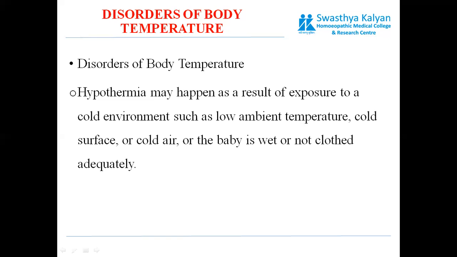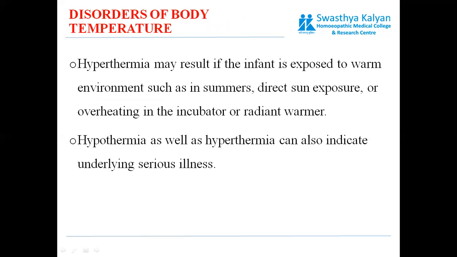So there are only two disorders of body temperature, hypothermia and hyperthermia. And hypothermia happens as a result of exposure to cold air, cold surface, cold environment, or when the baby is kept on a cold surface, baby is wet, or baby is not clothed properly. Hyperthermia results when the infant is exposed to a warm environment as in summers, or exposed directly to the sun, or overheated in the incubators or the radiant warmers. Hypothermia as well as hyperthermia are the indication of any underlying serious illness.